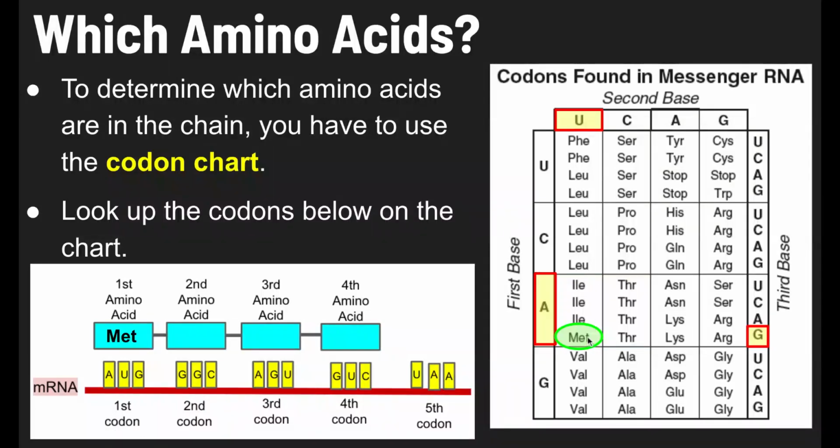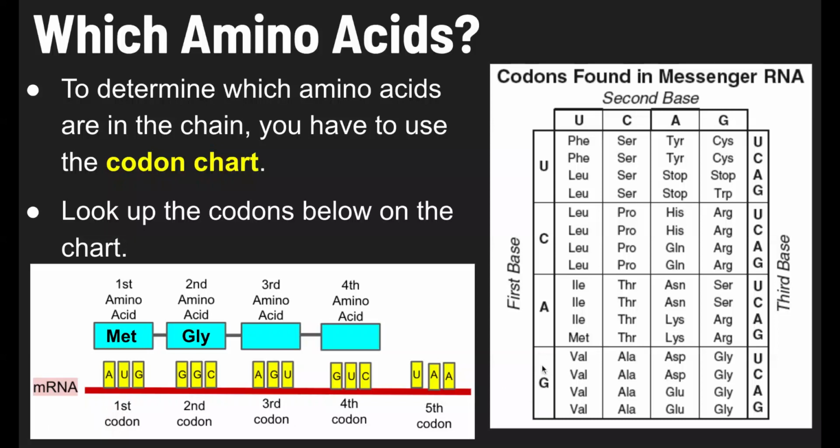So all these letters on the inner part of the table, they represent a shorthand for the name of an amino acid. So let's keep going. Let's look up the second codon for practice. Okay, so my second codon is GGC.